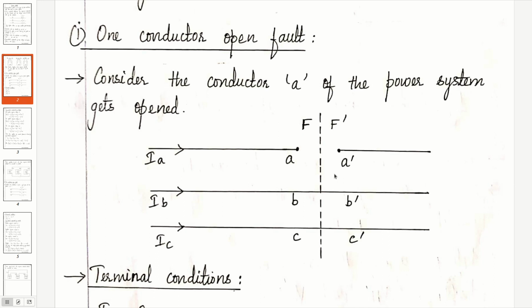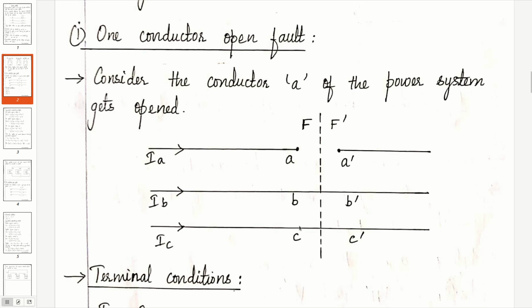Now we define the terminal conditions of this one conductor open fault. Since there is a break in the line A, the current IA through the line will be 0. So the first terminal condition is IA is equal to 0. And the terminal B dash is still intact. It's not broken or open. So B and B dash will be at the same potential, so VBB dash will be equal to 0.